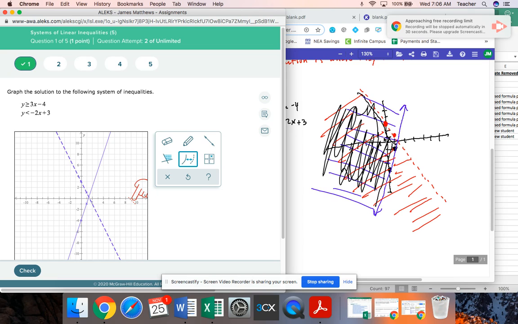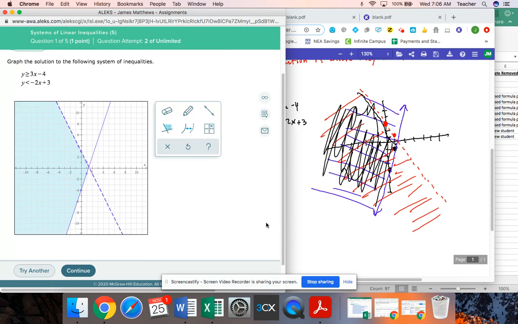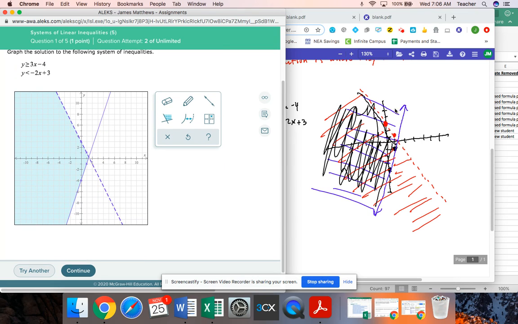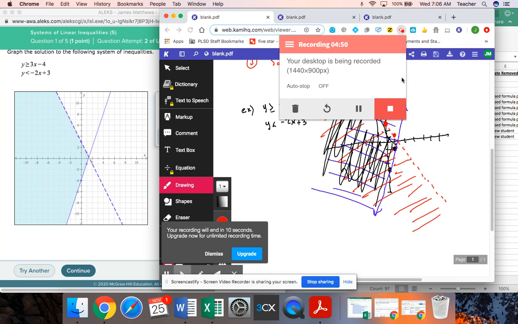Now we just need to shade the correct area. That is this area right here. And if I do that, we should be good. All right, that's how you solve a system of inequalities by graphing. The actual information there, the result is the shaded area. We're going to do some more examples in the next one, but I just wanted to start off with this basic one. All right, thanks.